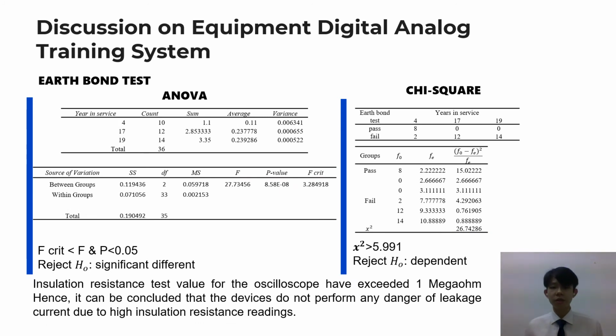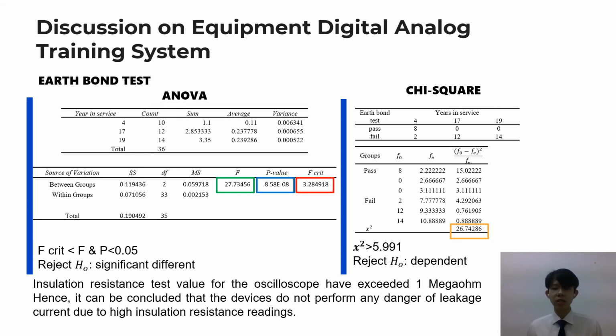Lastly, a total of 36 digital analog training systems were applied to the Earthbound test and insulation resistance test. From the ANOVA analysis, the table shows the means among the years of service are significantly different, because the F critical 3.28 is lower than the F statistic 27.73 and the p-value is lower than 0.05. For the chi-square independent test, the x-square equal to 36.74 is higher than 5.991. It means that the Earthbound test of the digital analog training system is dependent on its year of service.